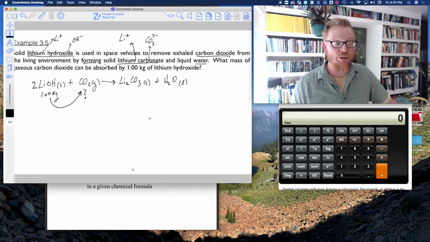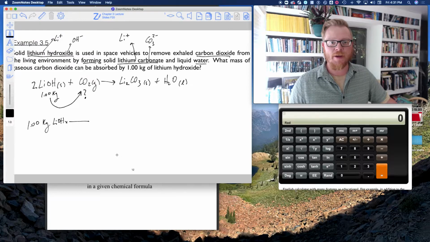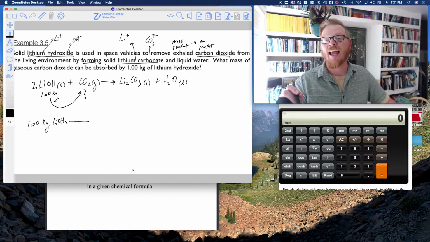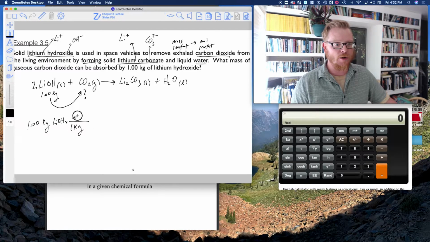Okay, so here's what we're going to do. We're going to start with the first number that we were given. We were only given one number in this problem, 1.00 kilograms of lithium hydroxide. Okay? And I need to convert that kilograms to grams because remember in my process, I'm going to go, in this case, mass of reactant to mole of reactant. And to go from mass of reactant to mole of reactant, I have to make it grams because remember the mass on the periodic table is grams per mole. Okay, so I can say in 1 kilogram, there's 1,000 grams. That cancels the kilogram and the kilogram.